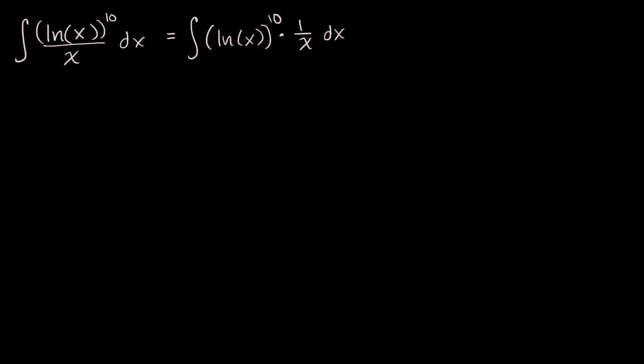So we could make the substitution. We could say that u is equal to the natural log of x. And the reason why I picked natural log of x is because I see its exact derivative here, or something close to its derivative. In this case, it's its exact derivative. And so then I could say du dx is equal to 1 over x, which means that du is equal to 1 over x dx.